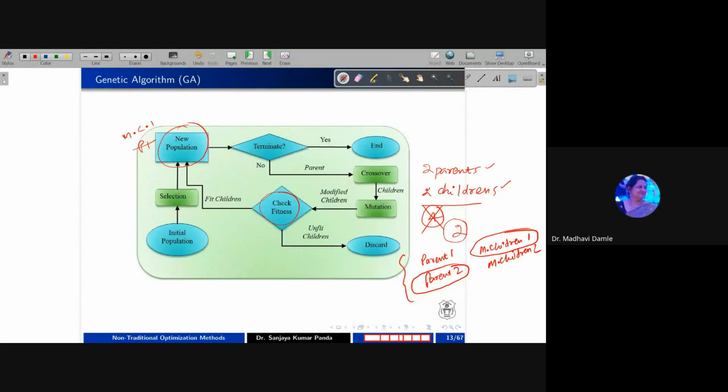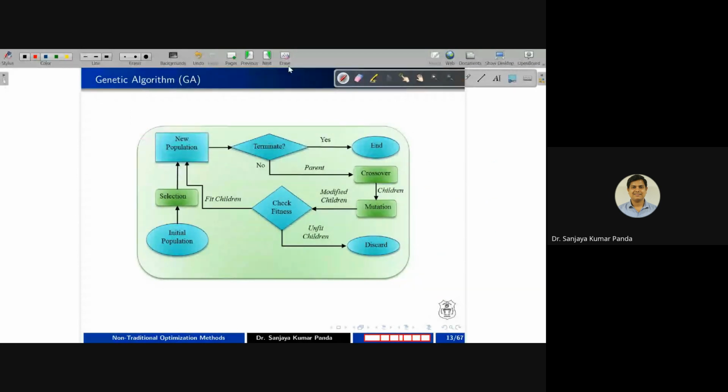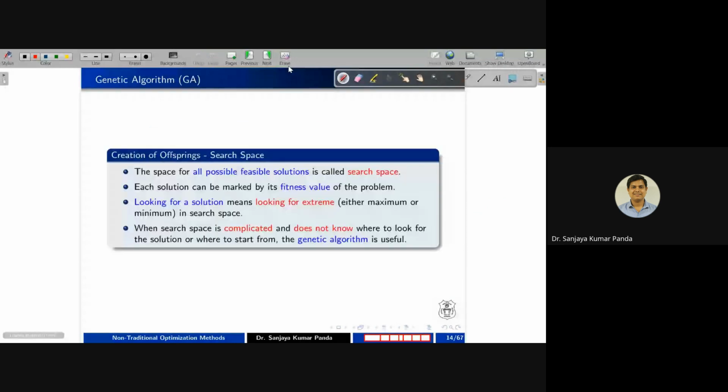Okay, sir. I'll tell you with an example in later slides. I think that will give more clarity about this particular question. Now, what is a search space? As I said, the space for all possible feasible solutions is called our search space.